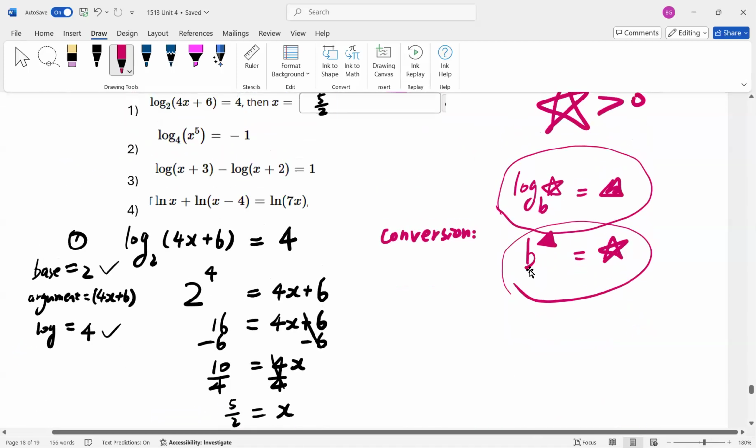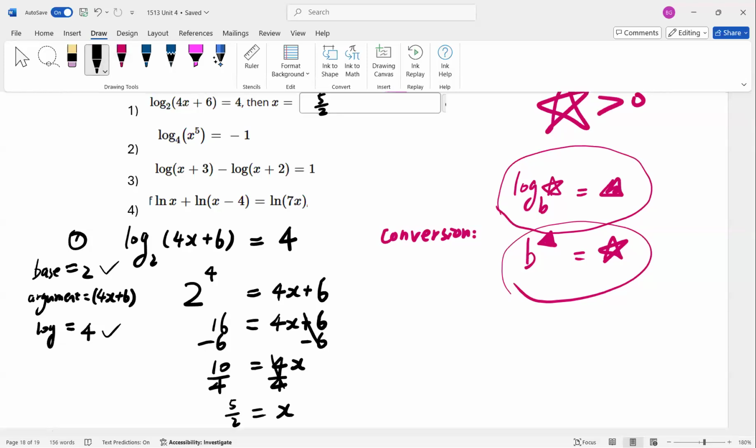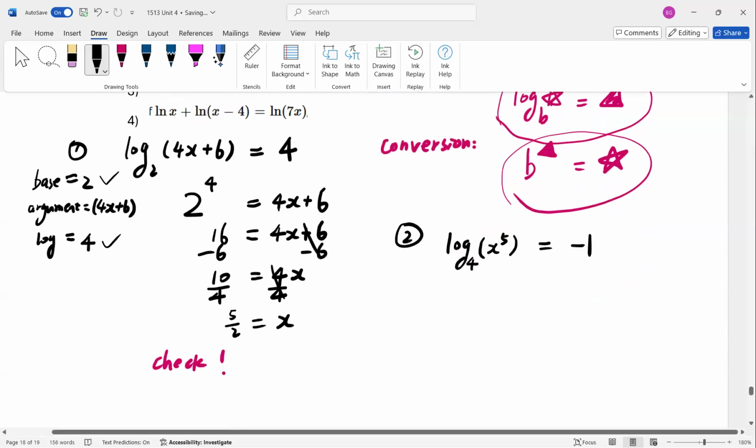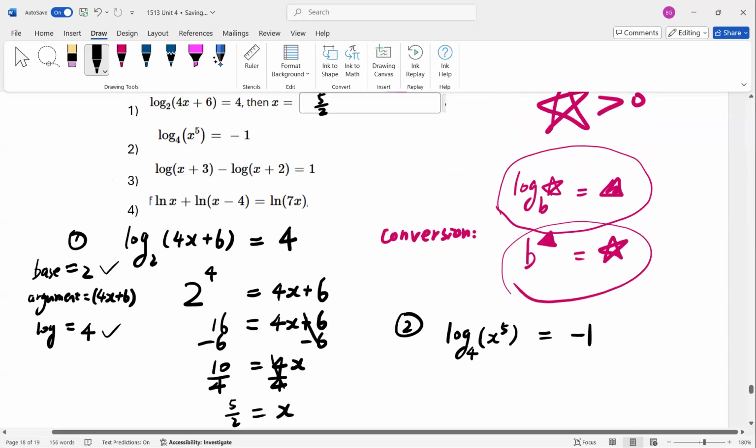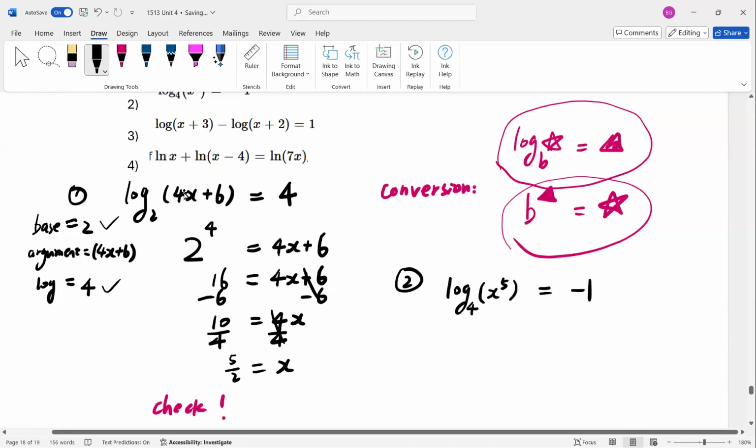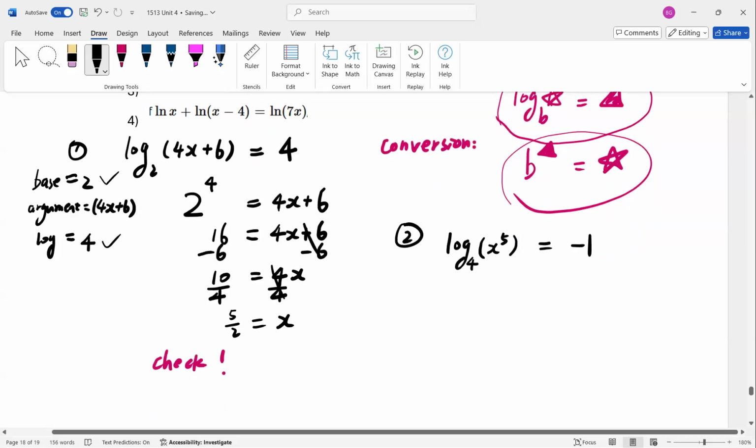All right, number 2. Log with base 4 of x to the power 5 equals negative 1. The argument in the parentheses is a power. Since this equation also has the format log with base b of star equals triangle, the method that we use in number 1 also applies here. Let's do that first.